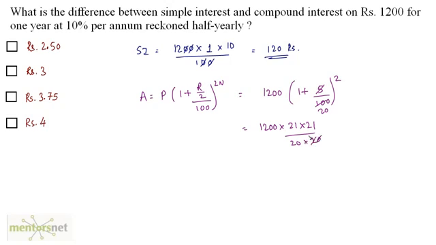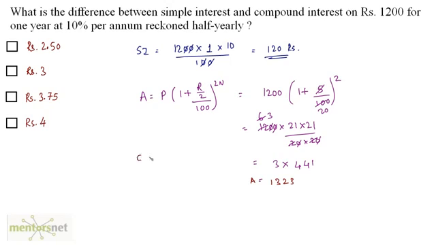so 21 times 21 divided by 20 times 20. These two zeros and these two zeros get cancelled out. 2 times 6 is 12 and again 2 times 3 is 6. So this is 3 times 21 square, which is 441, and that's equal to 1323, and that's the amount.